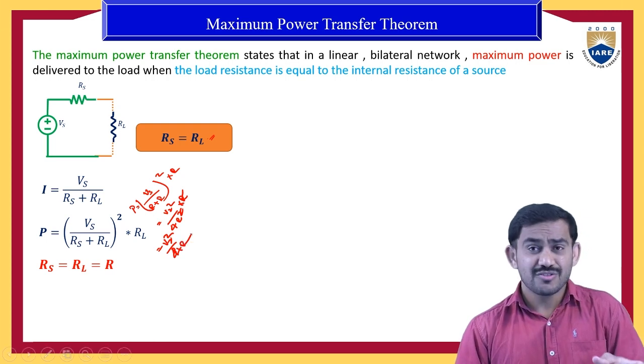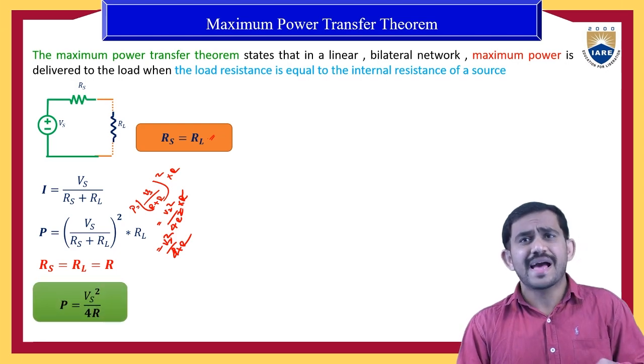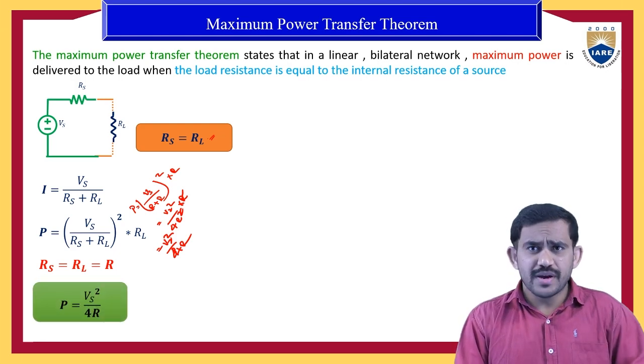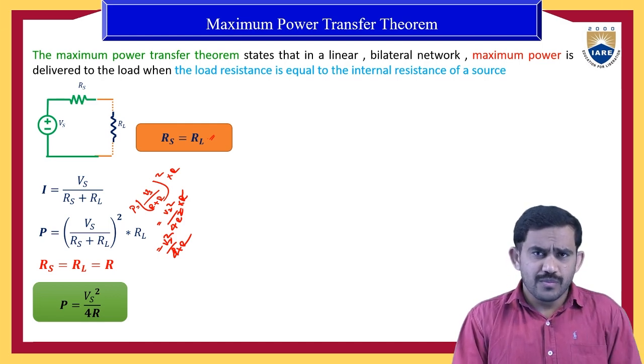So when you substitute RS equal to RL equal to R, then the maximum power at the load point is Vs squared by 4R. This is your maximum power value.